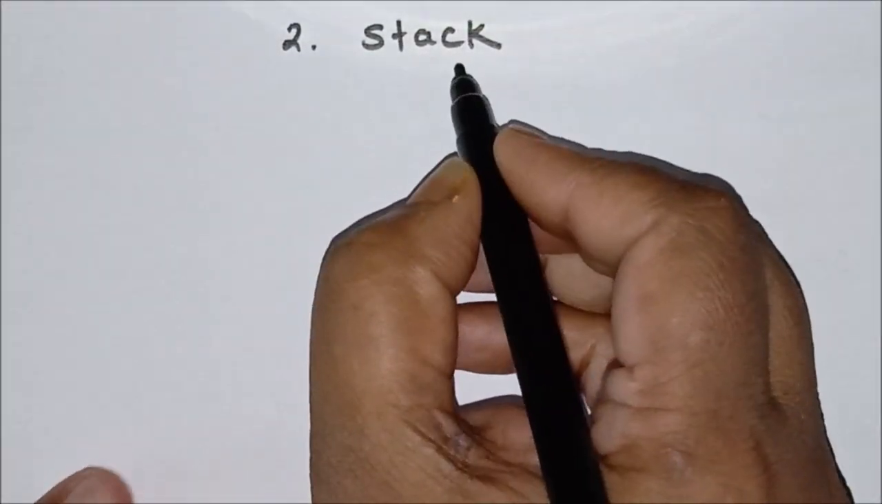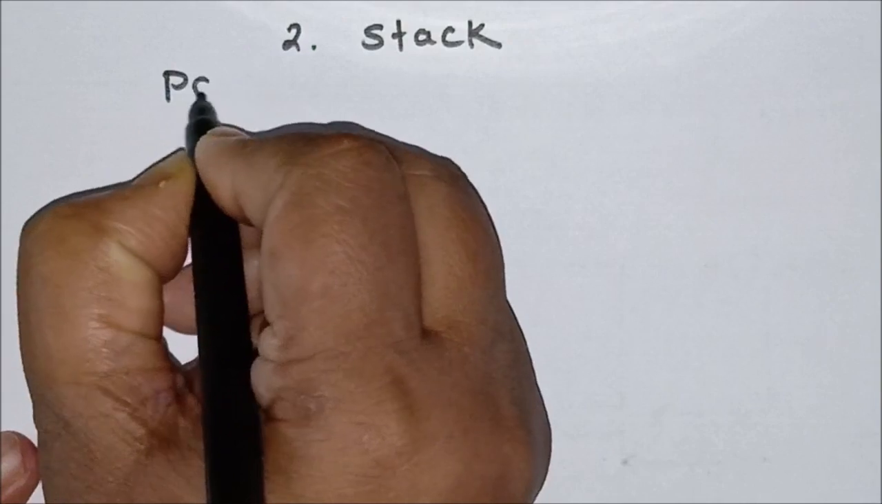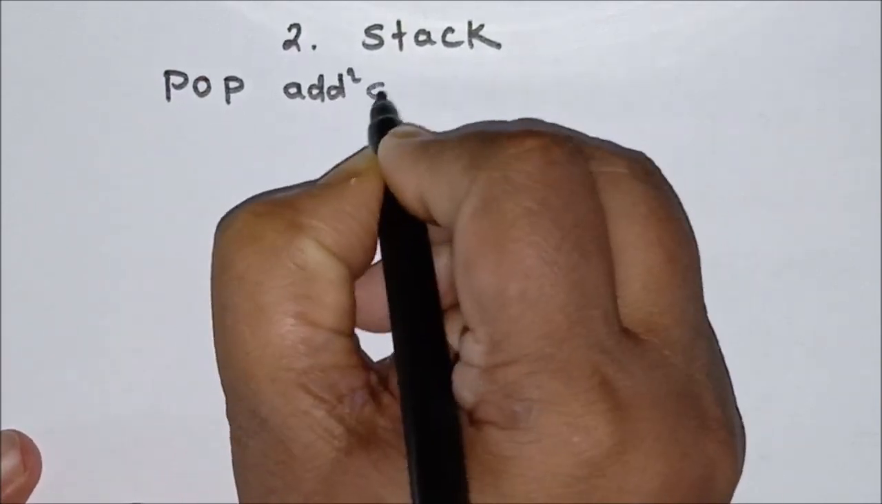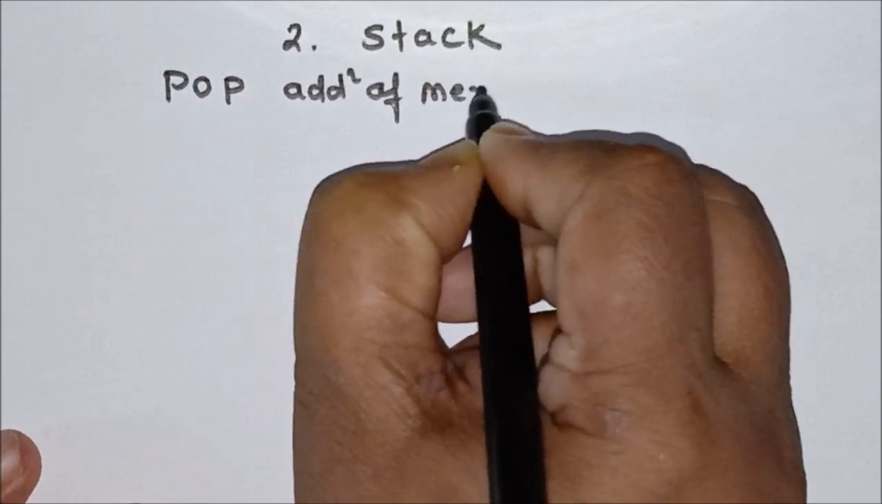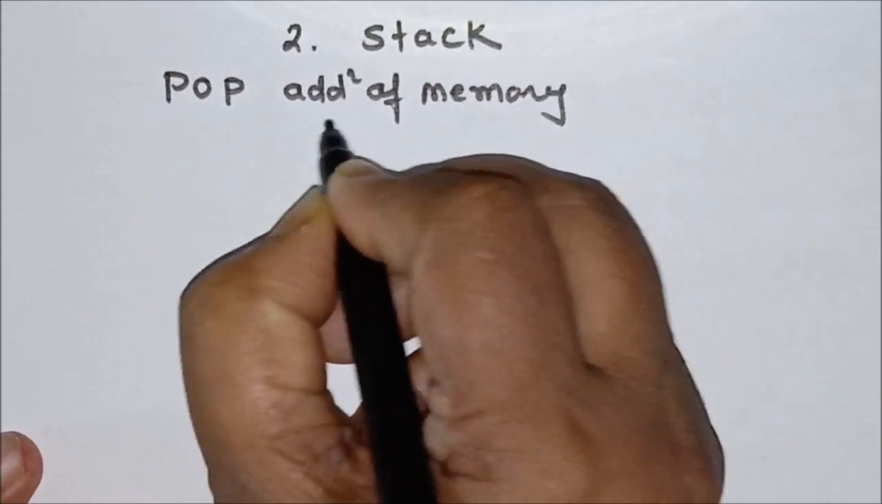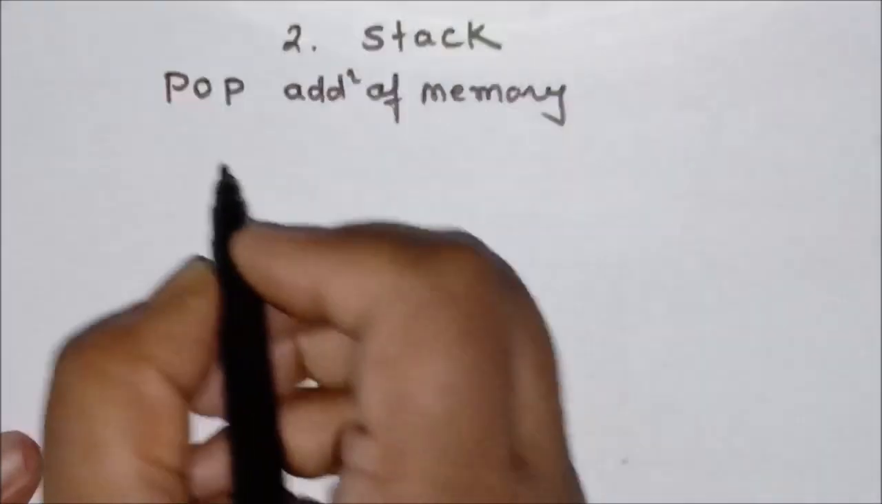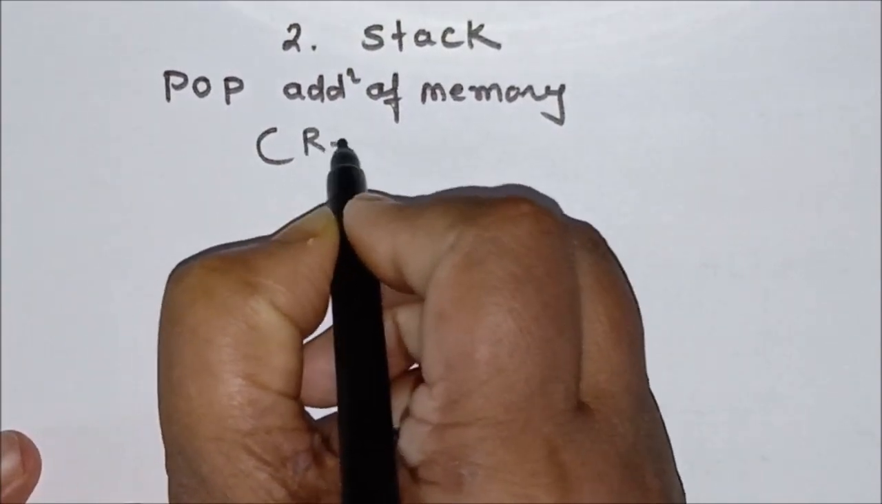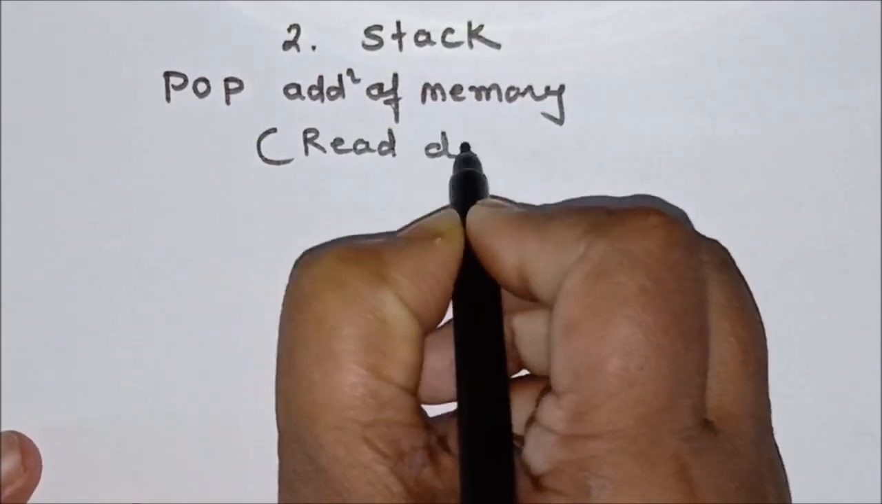The second instruction related to stack memory is the POP instruction. POP, and then the operand is the address of a memory location, again the address of an internal RAM memory location only. So this instruction is used to read data from the stack.